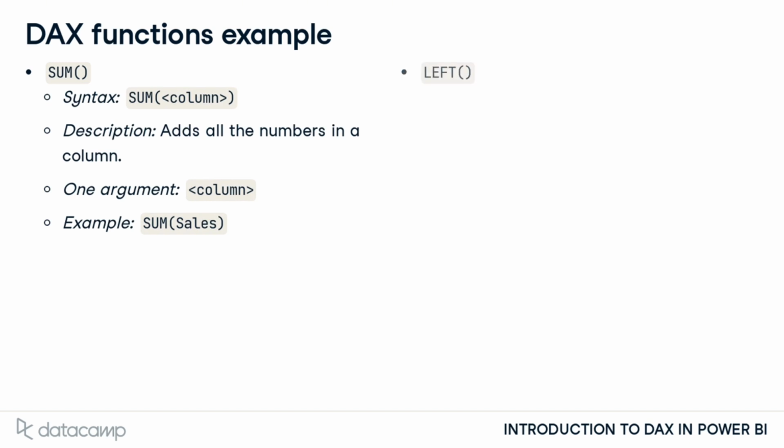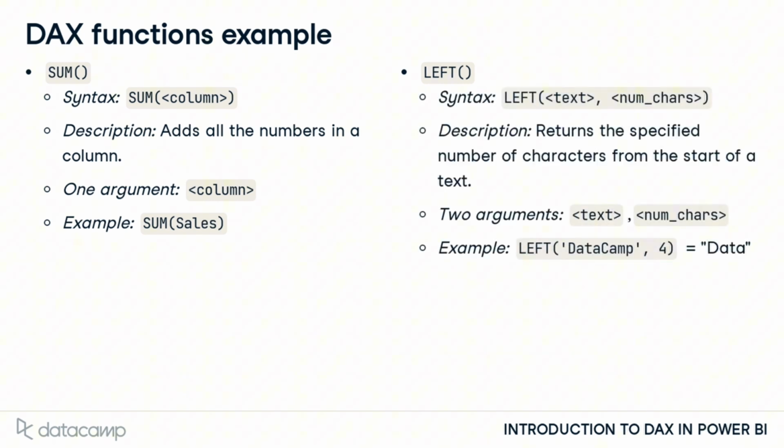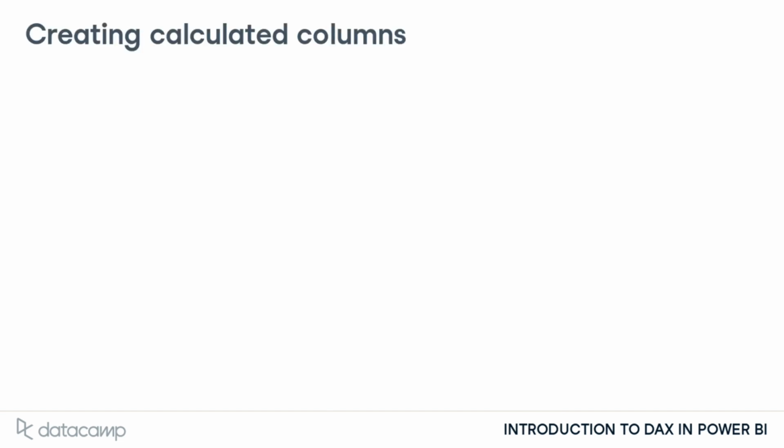The left function takes two arguments, a string and an integer. It returns a specified number of characters from the start of the string. In our example, we input datacamp and specify 4 characters, which returns data.